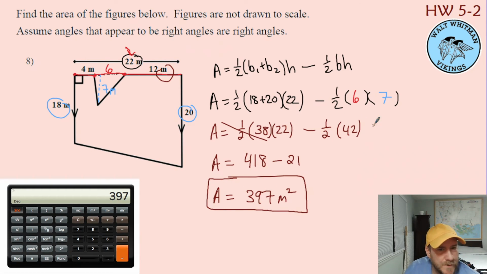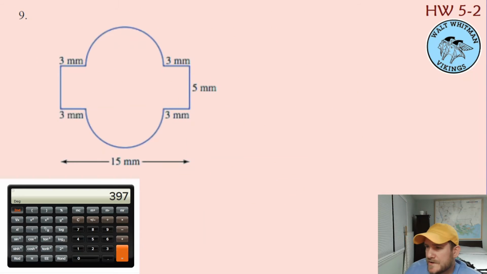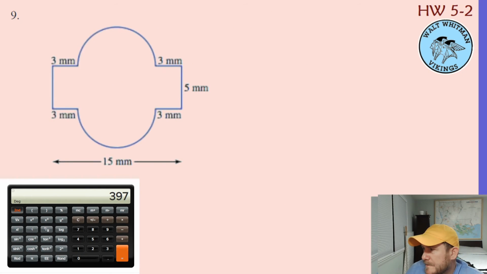All right, so we're almost done. We can do this last one here. And so looking at this, I would definitely break this down to where I've got one big rectangle in the middle, and then the top is a semicircle.